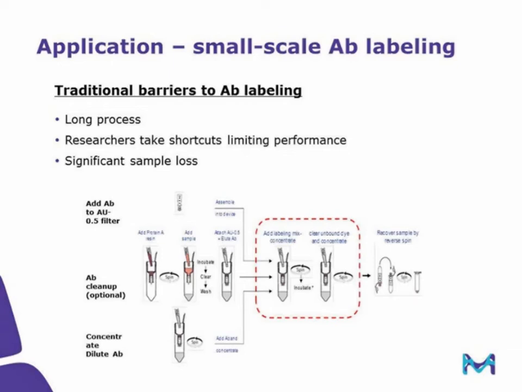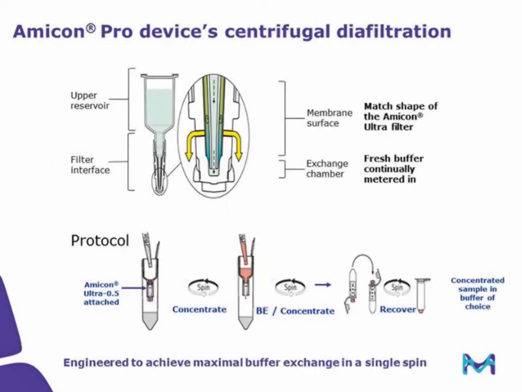Once the antibody has been eluted or concentrated in the 0.5 ml filter, labeling mix is added to the upper exchange reservoir and the reaction initiated by centrifugal diafiltration. Unbound dye is cleared by buffer exchange and the sample is concentrated. This two-step labeling protocol is contained within the dotted red box. The conjugated antibody is recovered from the 0.5 ml filter by reverse spin in a microcentrifuge.